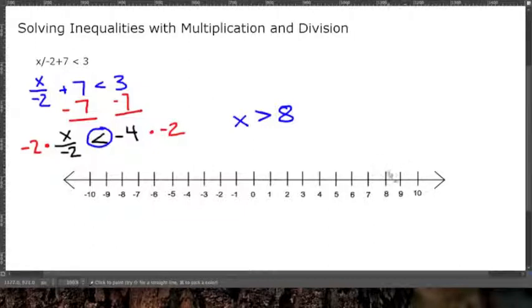Now we can draw that on our number line. Circle the 8, and x is greater than 8, so we're not going to shade in the circle around 8, but since it's greater than it, we're going to shade in everything to the right.